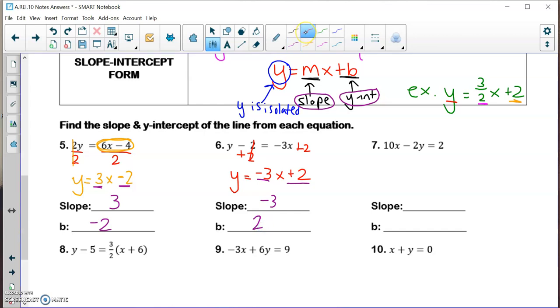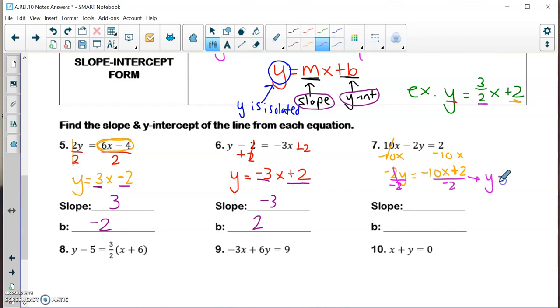Number 7, I need to isolate y, so I'm going to solve for y by first subtracting 10x from both sides. And I have a negative 2y is equal to, and I'm going to rewrite this as a negative 10x plus a 2, so that way I have it in mx plus b form. And now I'm going to divide both sides by negative 2, and remember, when I divide the other side by negative 2, I need to divide all the terms by negative 2.